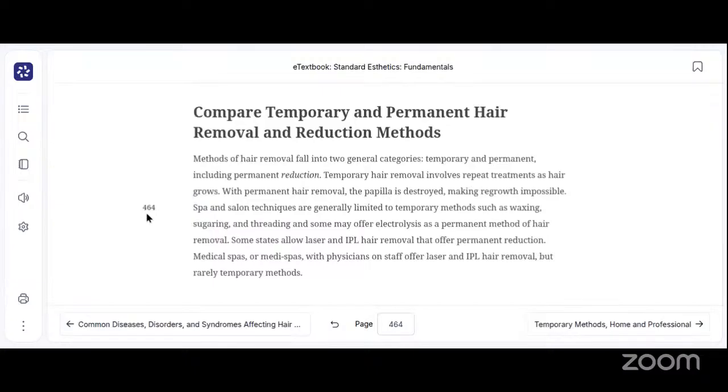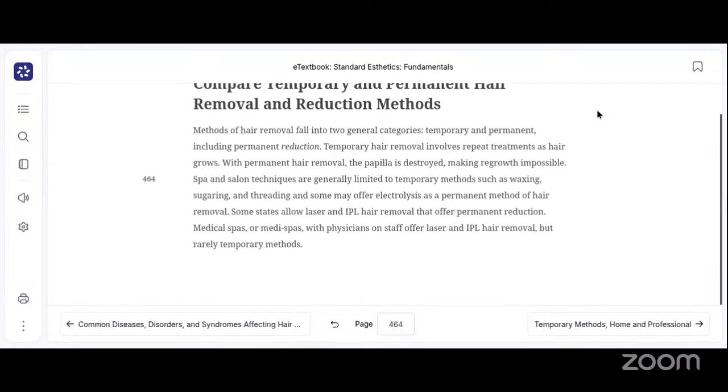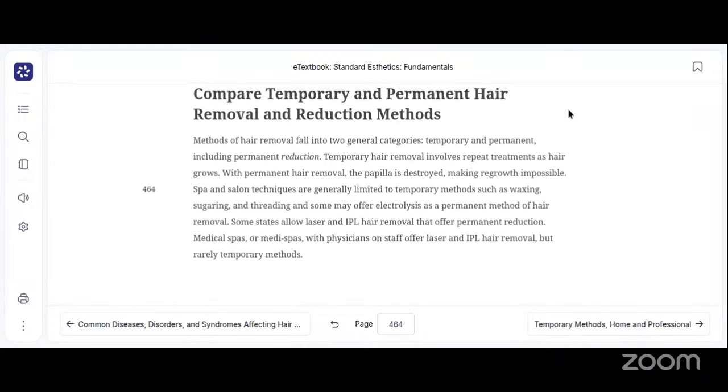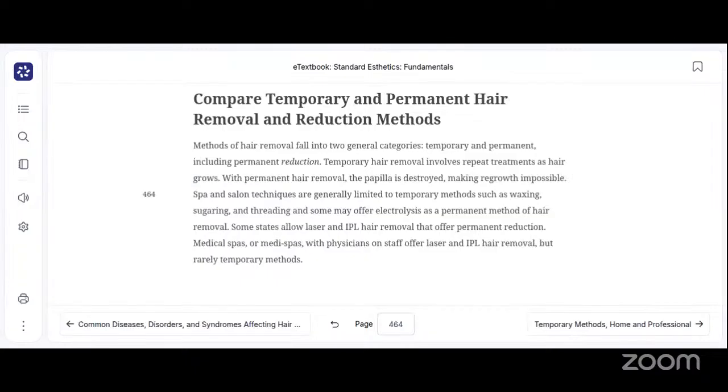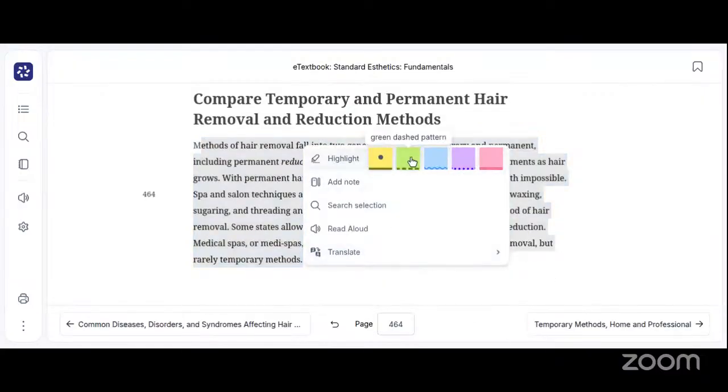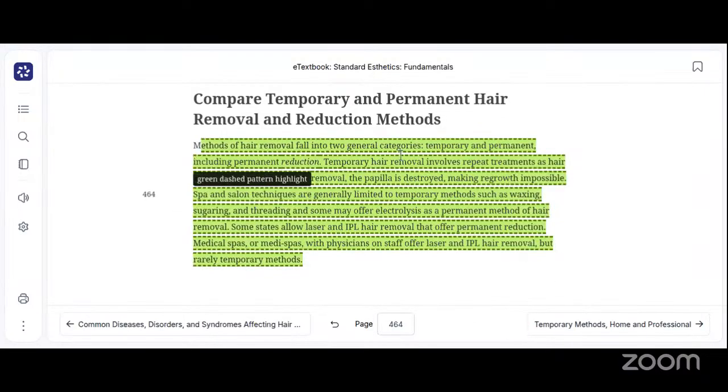As we begin to pause, page 464 is where we want to pick back up. Let's do a review of temporary and permanent hair removal and reduction methods as we talk about waxing, shaving, and threading. We already know hair removal falls into two categories, temporary and permanent. But also with that, you do have IPL, lasers, things of that nature. And so we're about to jump into the nitty gritty. Let's make sure that we study those particular areas for the weekend. 464 is where we're going.